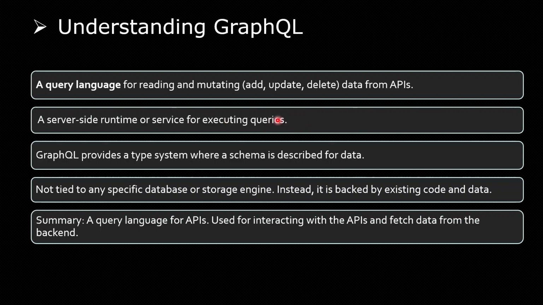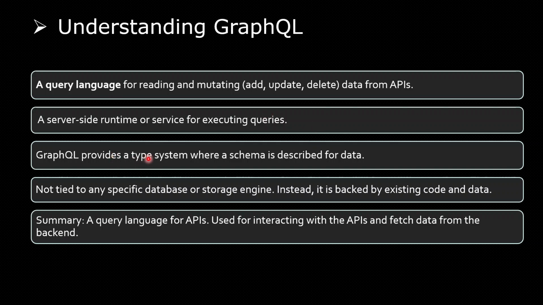So whenever you press a button in the website, you do something, the client side code will create a GraphQL query, and it will send the query to the GraphQL server, and after that, that query will be executed on the GraphQL server.